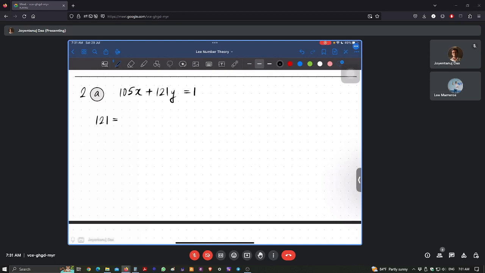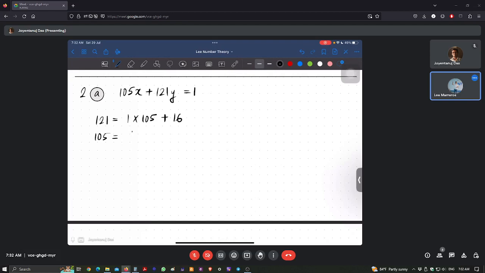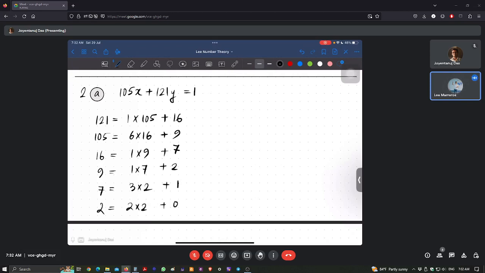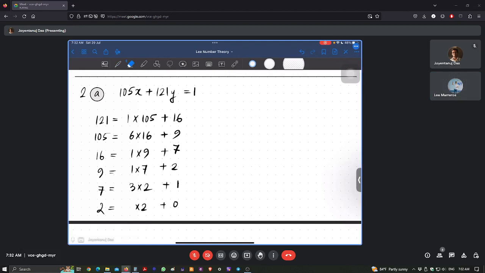So 121 equals 1 times 105 plus 16. Then 105 is going to be, no, not 8, it will be 6 times 16 plus 9. 16 is equal to 9 plus 7. 9 is equal to 7 plus 2. 7 is equal to 2 times 3 plus 1. And 2 is equal to 2 times 1. Right.